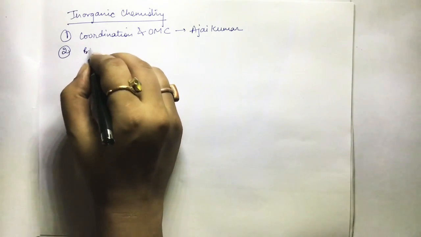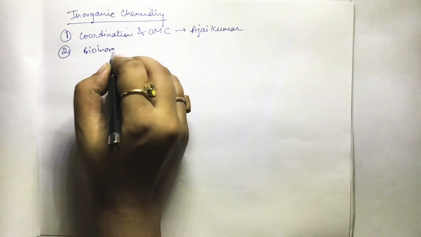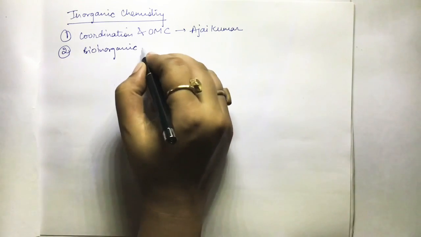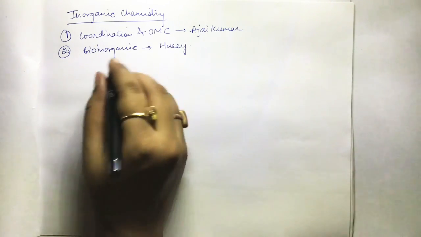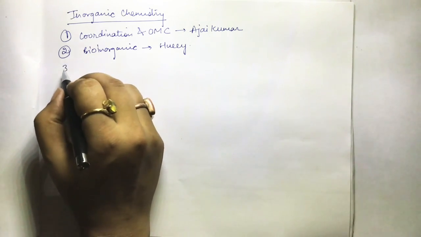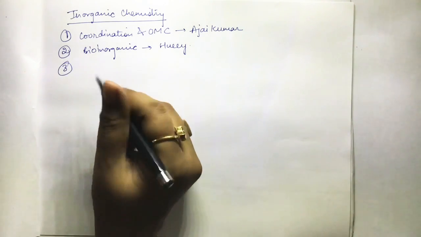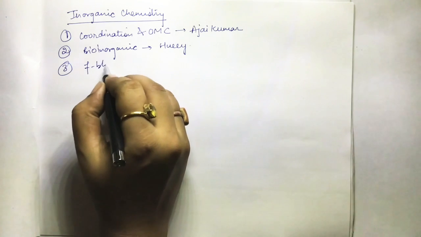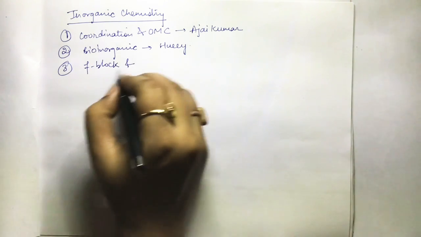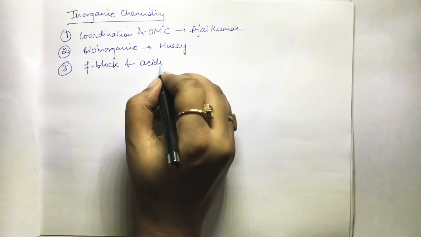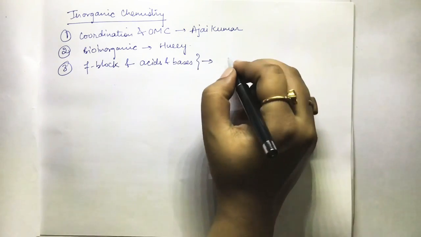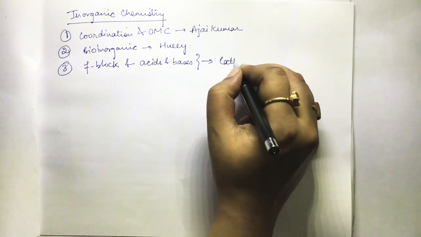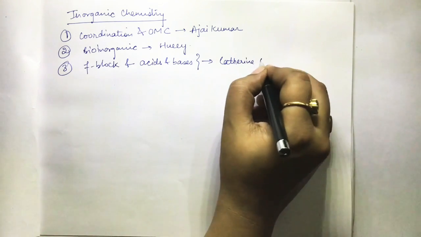Secondly, for bioinorganic, refer to Hui. Very good book for bioinorganic chemistry. Third is F block and concept of acids and bases, and for this you can refer to Catherine A.